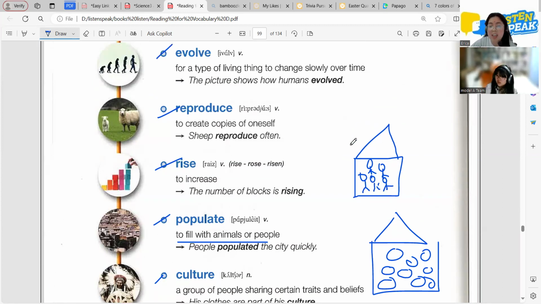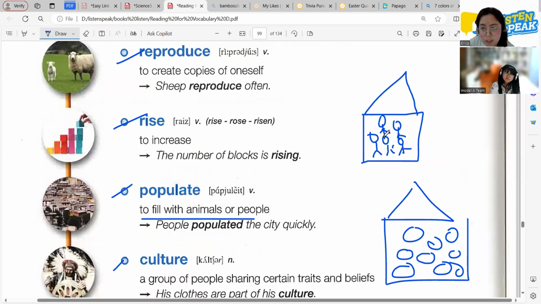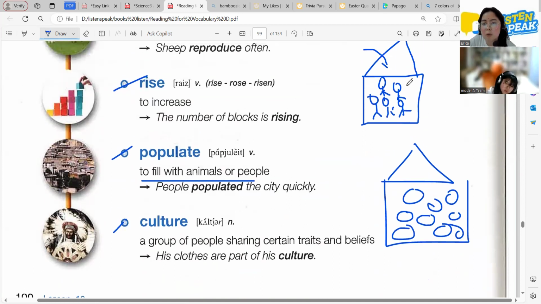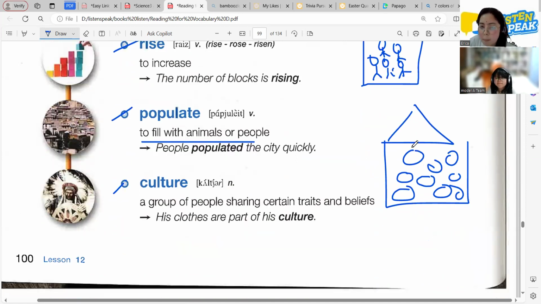Let's say, for example, this house has a lot of people. You can say this house is populated, because it has a lot of people. Or let's say this house has a lot of animals. You can also say this house is populated. So these people populated the house. These animals populated this house.